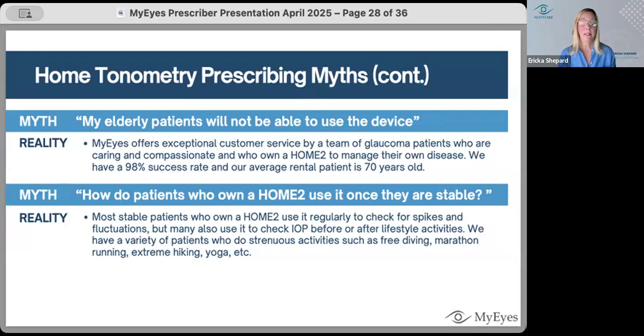We have a deep free diver. We have hikers. We have an extreme hiker. She's actually doing Everest Base Camp, and she's going to take her Home2 with her in November. So we have people that do a lot of extreme things. Again, they may be on the younger side of our patient population, but it's just knowing we have patients that are just so involved in their disease and wanting to find out what makes my IOP fluctuate. And they bring that information back to us, which is also just such a gift. Next slide.